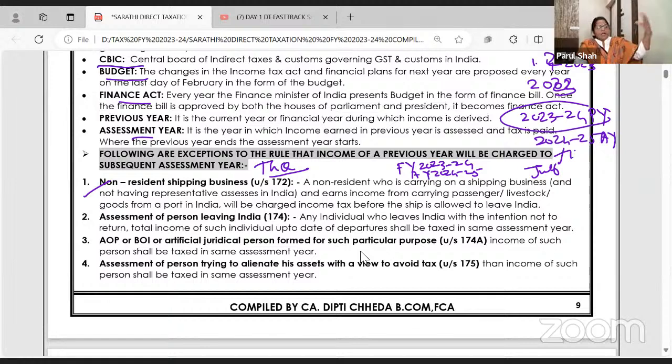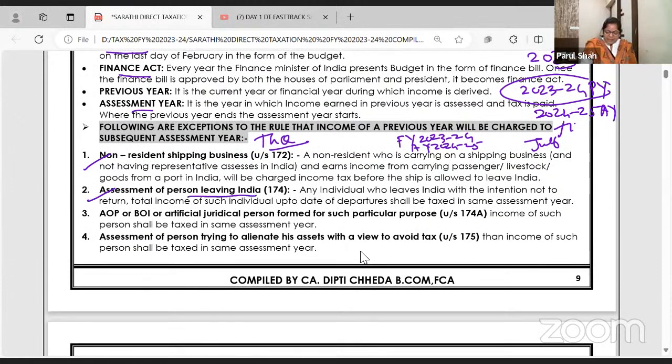What is the exception to the rule? First, non-resident shipping company. A ship is coming from America going to Sri Lanka, some passengers and goods are dropped at Mumbai port, and this is called transshipment. Whatever they earn in India, pay the tax and then leave. Second, assessment of a person leaving India. If a person is going on 1st July 2023 to permanently settle in Canada, can we say, go now and come in July 24 to file your return? No. For April to July, whatever he has earned, pay the tax, get the tax clearance certificate, and then leave the country.